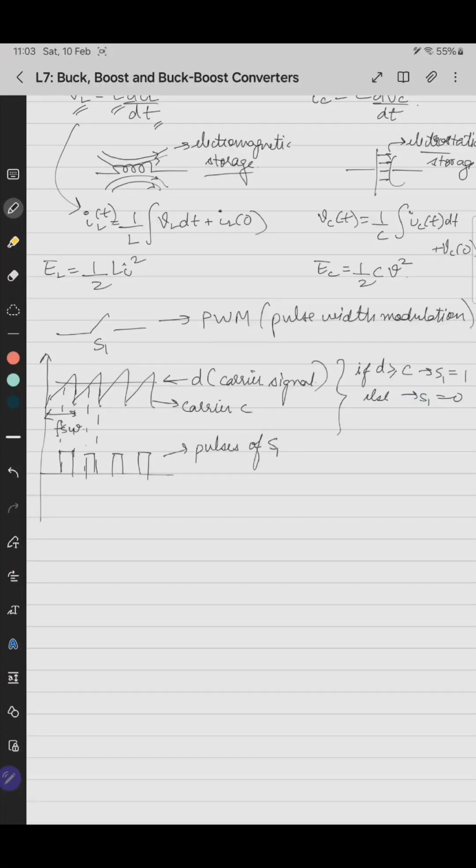It means you are modulating the width of the pulse based on the instantaneous comparison of the modulating signal with respect to the carrier signal. This is the modulating signal. Similarly, the carrier C can be a sawtooth. So this carrier waveform is called a sawtooth, or it can be triangular, like this, where this is the switching frequency.